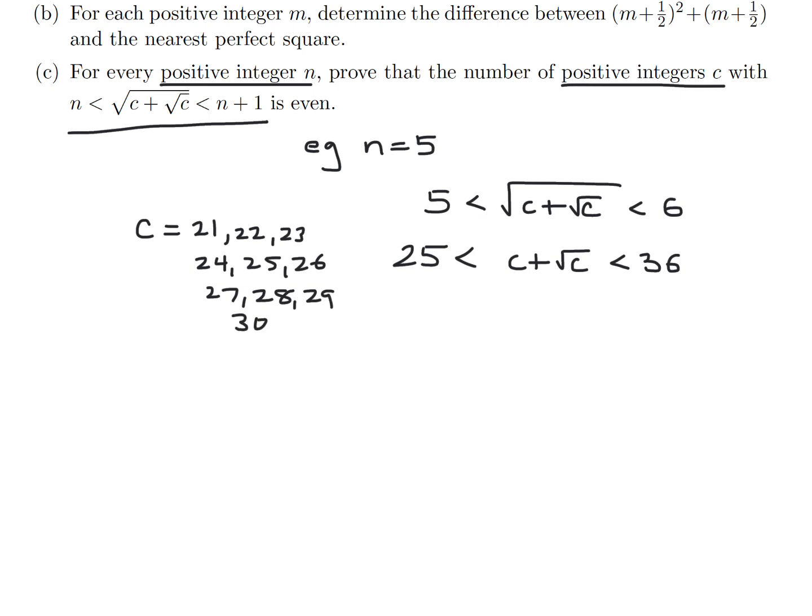So how many c's do we get? 1, 2, 3, 4, 5, 6, 7, 8, 9, 10. So we got 10 values. And 10 is even. So since 10 is even, we have proven, just for n equals 5, that the number of c's is even. Got it? So that's basically what they're saying. But they're saying prove this for all n, not just for 5.